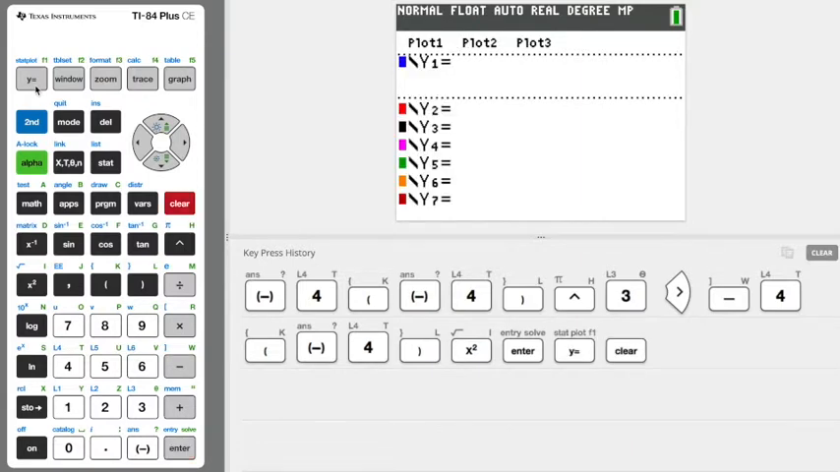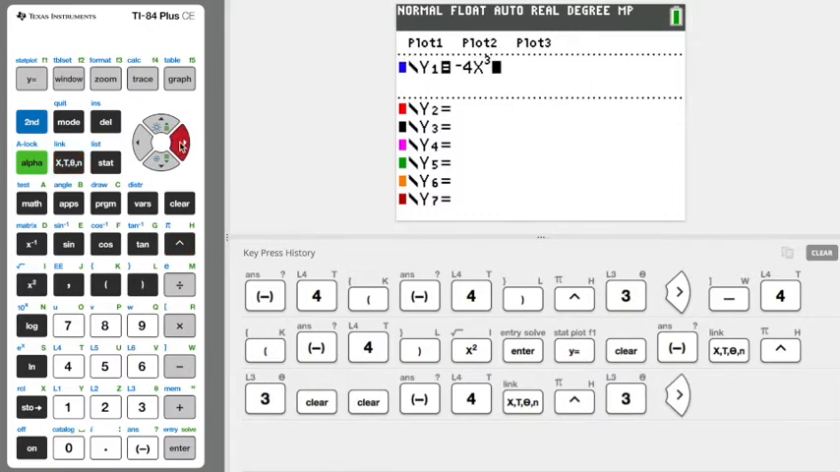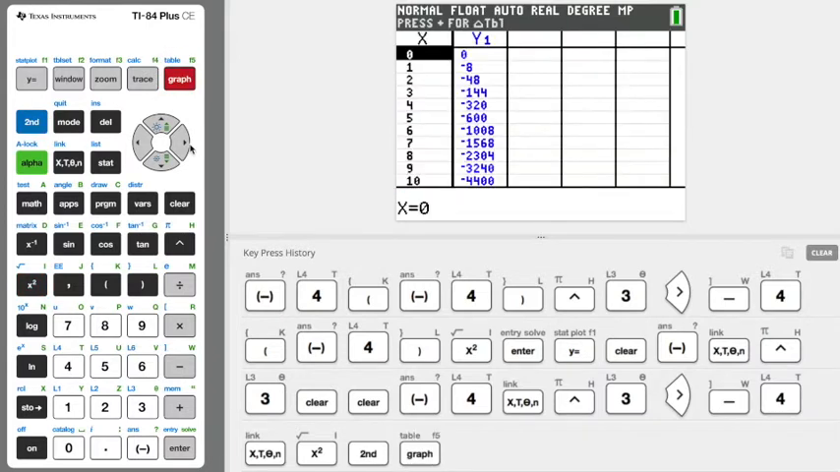Another way to ensure that you've gotten this calculation correct is to put this into y equals and then look at the table. So this is negative 4x to the third power minus 4x squared. Now what we're going to do is second graph because we want to look at the table. At this point we have x values and y values, and we want to go to the negative 4.